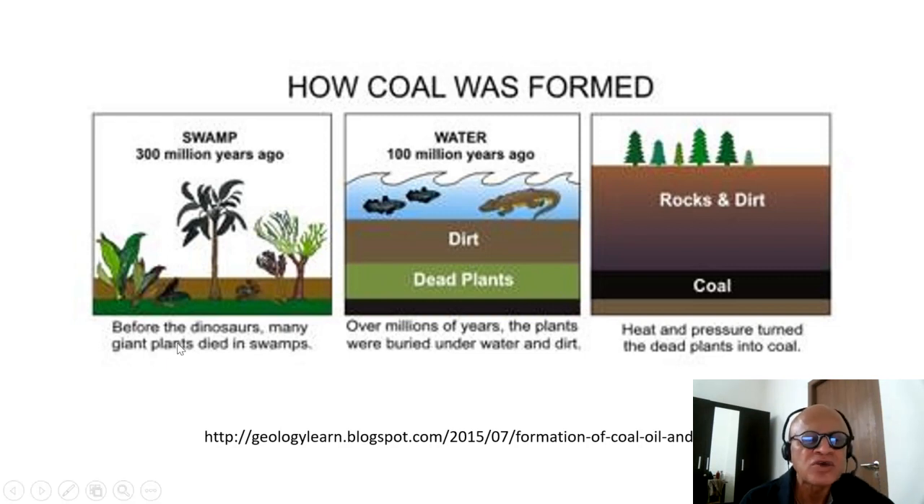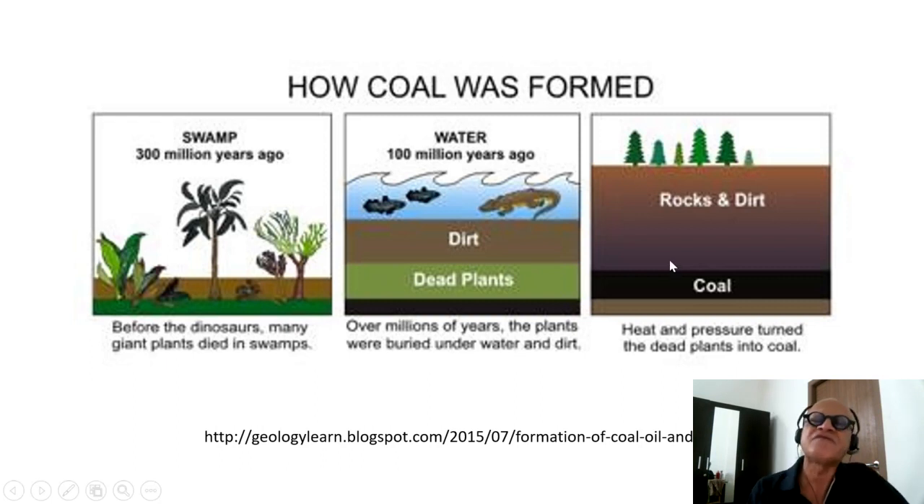And along the way, before the dinosaurs, many giant plants had died in swamps. So it depends on the hydrologic cycle, rain, where they had colonized land, how the continents were configured, and so on, which we will look at in a minute. And over time, by 100 million years ago, you had a sea level change. A lot of dirt got put on top of the dead plants. So for millions of years, the plants were buried under water and dirt, and heat and pressure turned the dead plants into coal.